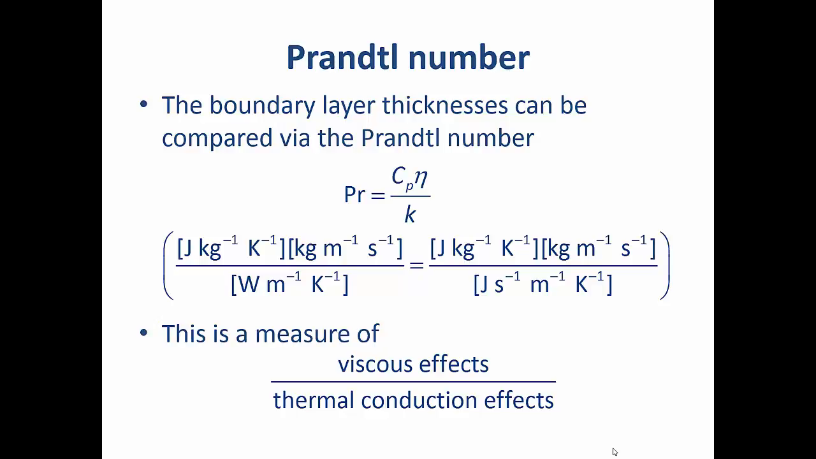And I've just indicated that those boundary layer thicknesses can be compared via the Prandtl number. The Prandtl number is actually given by the specific heat capacity times the viscosity of the fluid divided by the thermal conductivity of the fluid, and is therefore a measure of viscous effects to thermal conduction effects. And again, if you work through the dimensions of the things that we're dealing with, you can show that this is actually a dimensionless number.